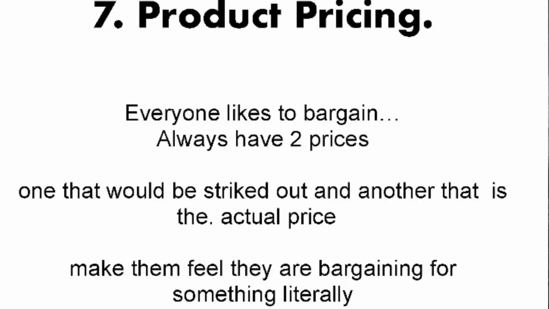Now, everyone likes to bargain. If 10 persons go to the market and they tell them this thing is 100 naira, 8 out of 10 will offer 18 naira or 17 naira. Why? People like to bargain. So on your sales page, you should have 2 prices. One should be struck out and the other one should be the actual price. You see that on Jumia, Konga, and all these e-commerce stores or online sales stores.